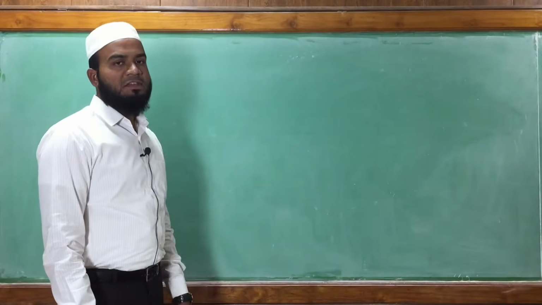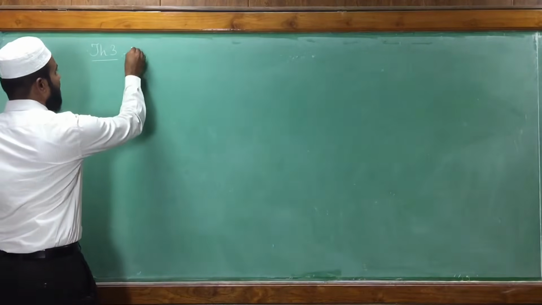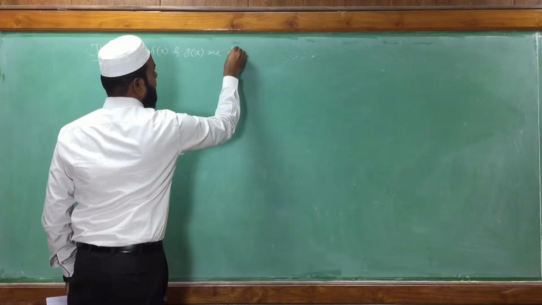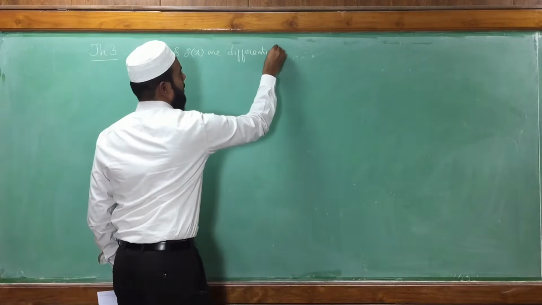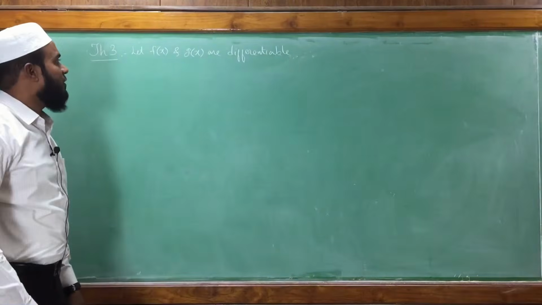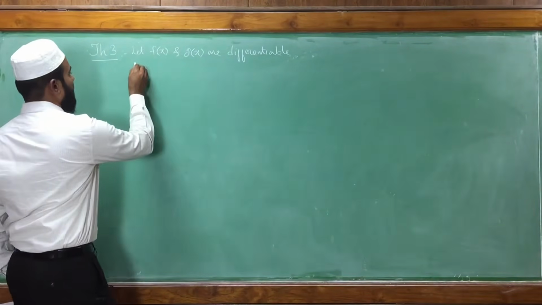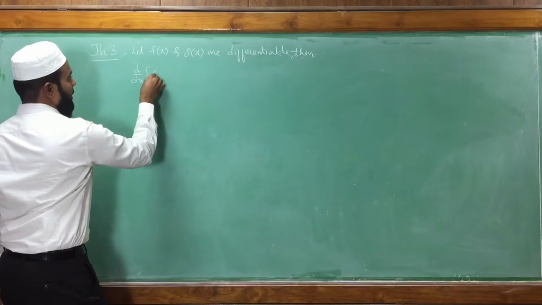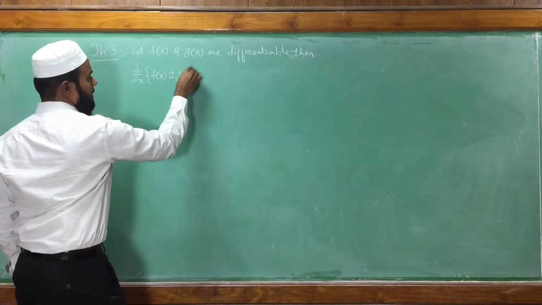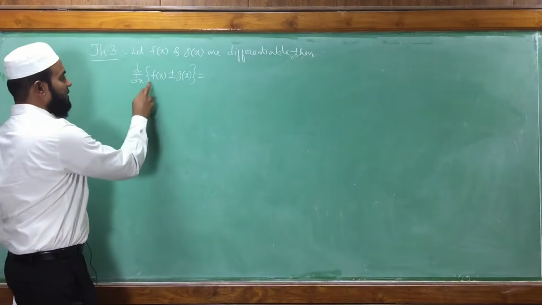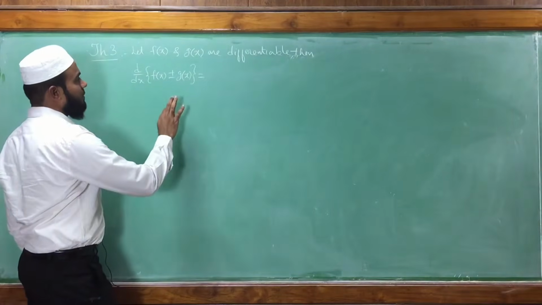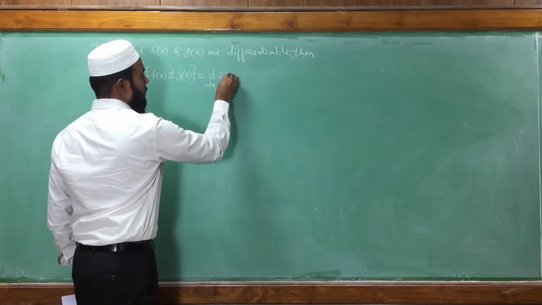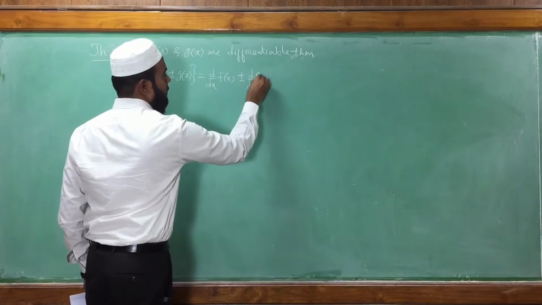Okay students, next we are having one more rule, that is theorem 3, which says that let f of x and g of x be differentiable functions. Then d by dx of f of x plus or minus g of x is nothing but, we can separate the derivative over addition or subtraction, means d by dx of f of x plus or minus d by dx of g of x, right?